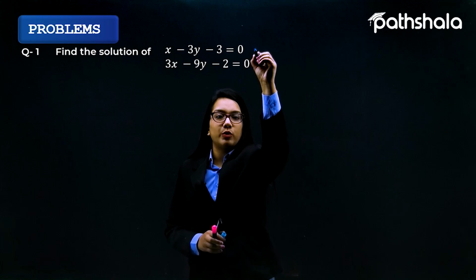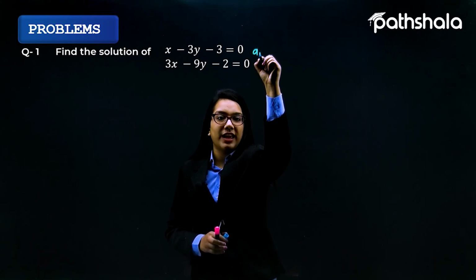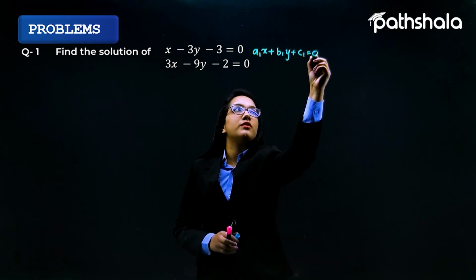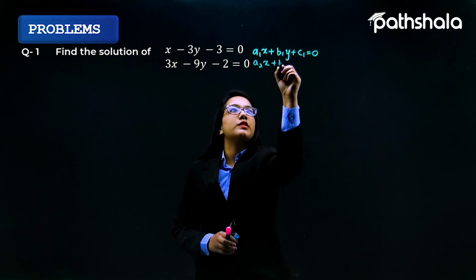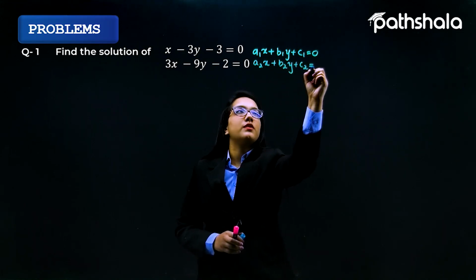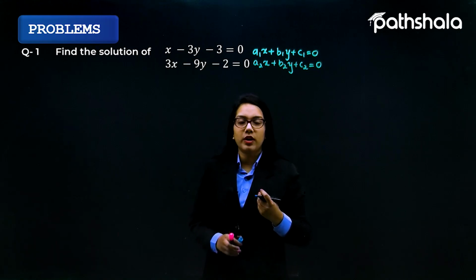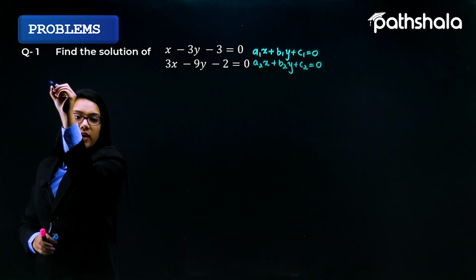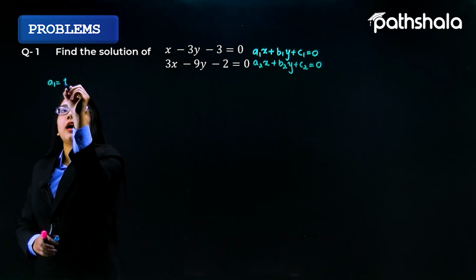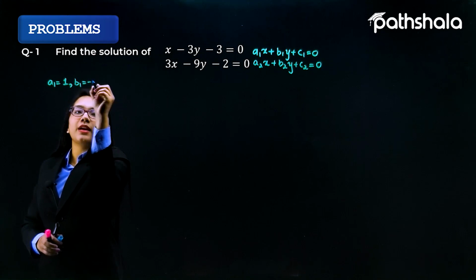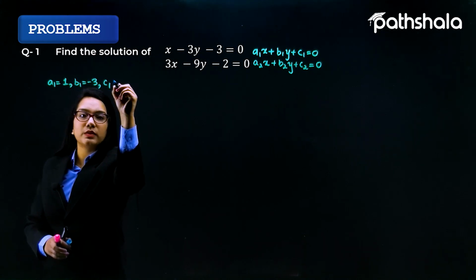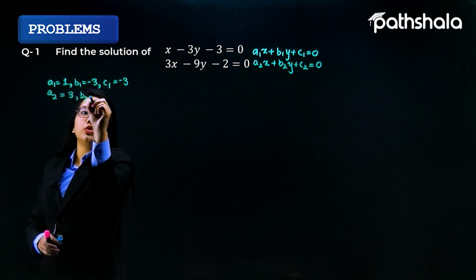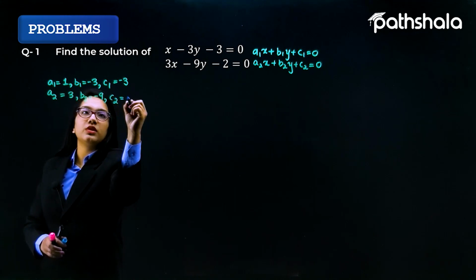So first of all, let us suppose I am writing in general the equation we have: a1x plus b1y plus c1 is equal to 0, and further a2x plus b2y plus c2 is equal to 0. This is the general equation that we have. So if we compare these two equations together, we get the value of a1 as 1, b1 as minus 3, c1 as minus 3 again. Similarly, a2 is 3, b2 is minus 9 and c2 is minus 2.